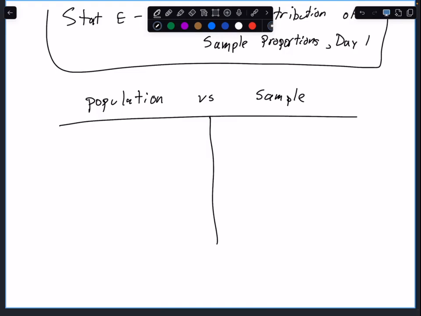So in a population, this is everyone of interest in the population. We often call this, when we conduct this, a census.